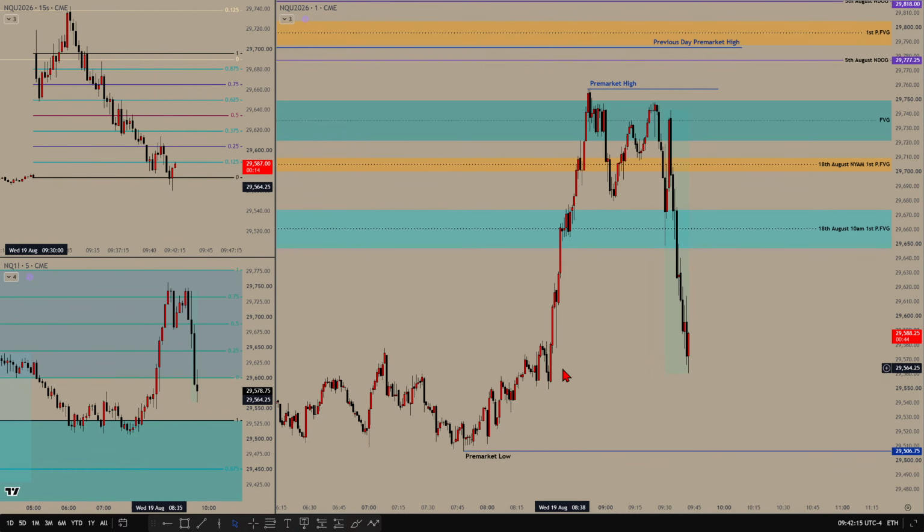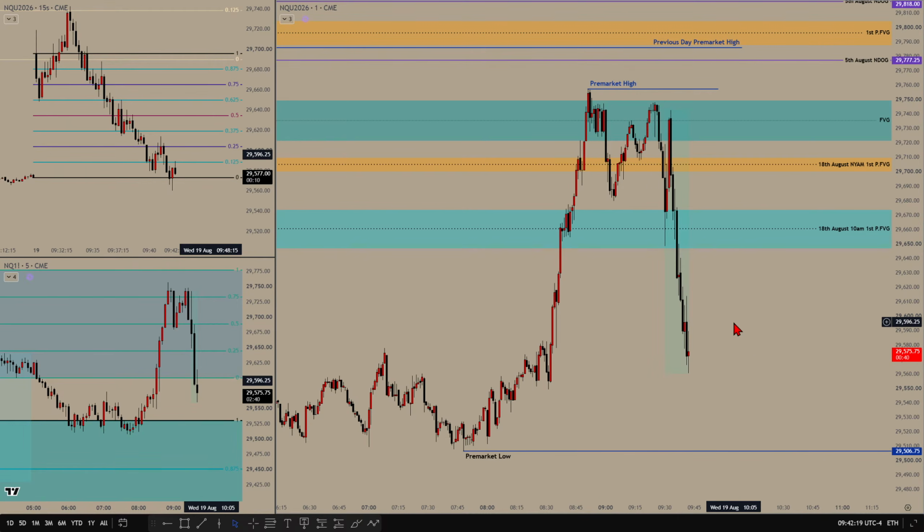So yesterday we waited for the macro. Today we're waiting for that fair value gap. You can't run in just because it's moving. You have to wait for your signature to show up. And our signature today, and in most sessions, should be that first presented fair value gap.